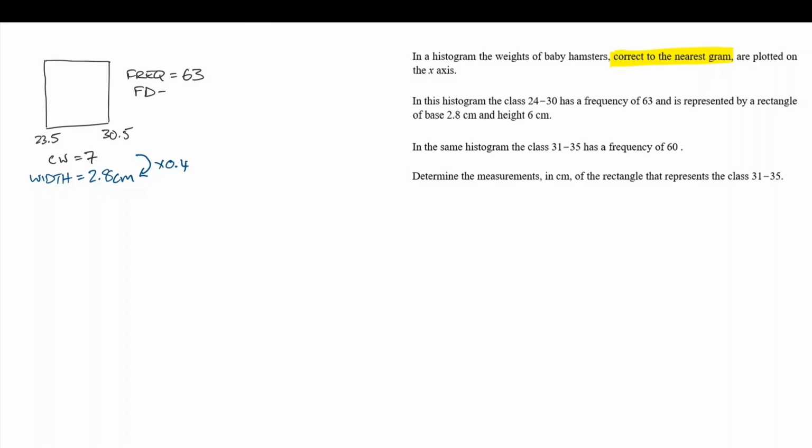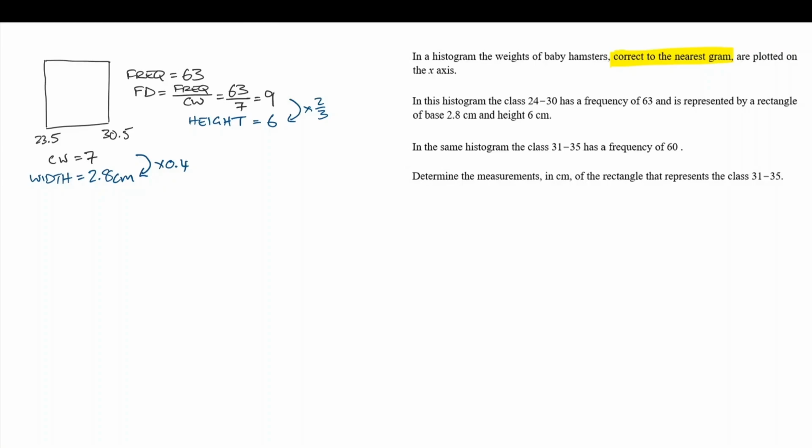Frequency density, we were told the frequency is 63. Frequency density is going to be the frequency divided by the class width. 63 divided by 7, and we get 9. Referring back to the question, the actual drawn height was 6 centimeters. So I need the scale factor from 9 to 6. 6 is 2/3 of 9. So I know 9 times 2/3 will get me that 6.